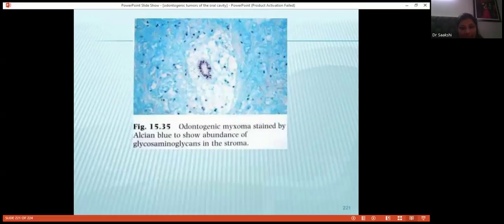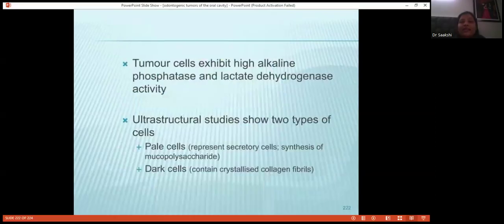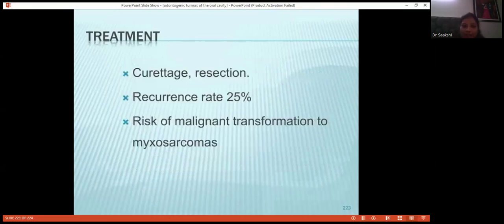Now we used a stain, that is Alcian blue stain, which shows the glycosaminoglycans here. So again, it's an important question which stain is used in this. The tumor cells exhibit high alkaline phosphatase and lactate dehydrogenase activity. Ultrastructural studies show two types of cells. First one is the pale cell which represents secretory cells, that is synthesis of mucopolysaccharide. Second are your dark cells which contain crystallized collagen fibrils.